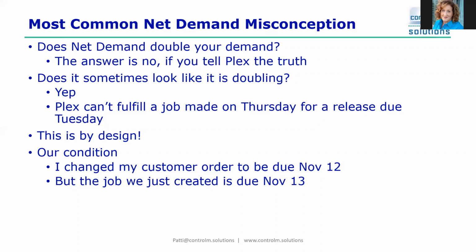And that can't be. Just like Plex won't let parts inventory go negative, just like you can't let real inventory go negative, you can't ship things that don't exist yet. So Plex says, look, I don't know what this Thursday job is all about, and I don't really care. But you need parts on Tuesday and you don't have a job to fulfill them. So I'm going to recommend you buy parts so you can make that job for Tuesday. And that makes logical sense.